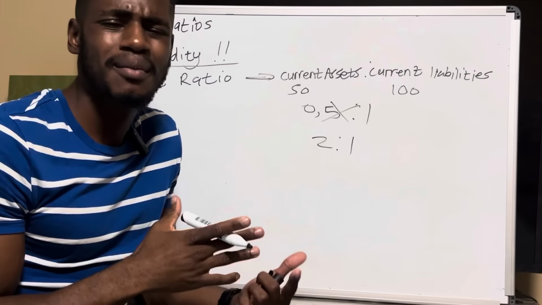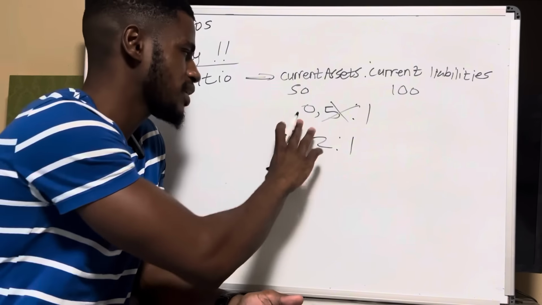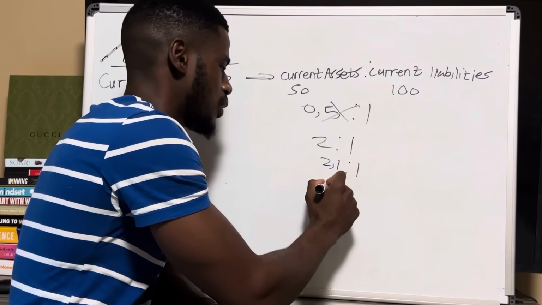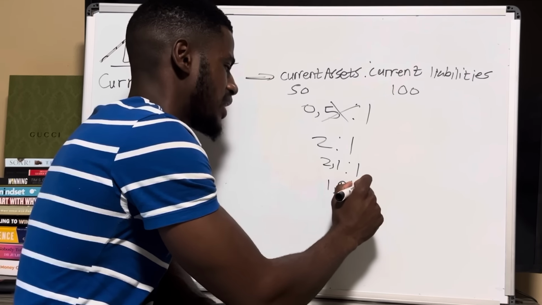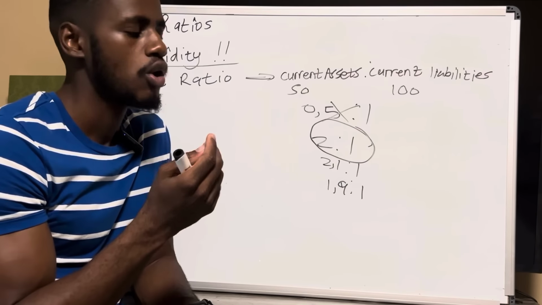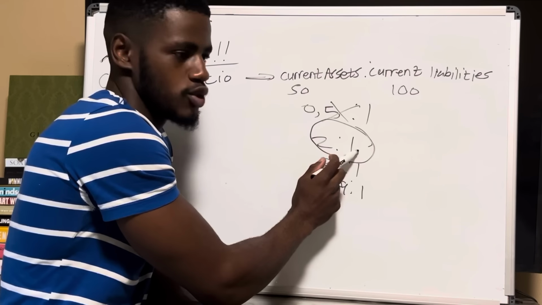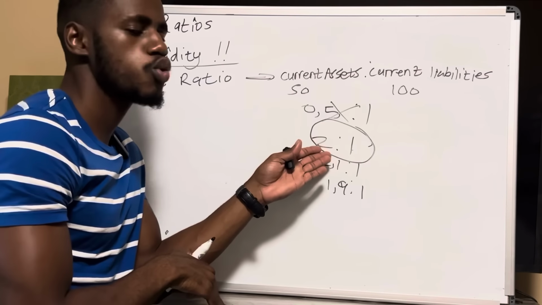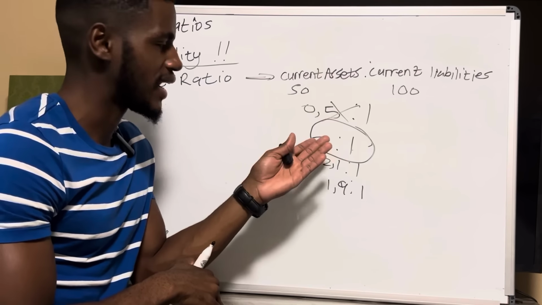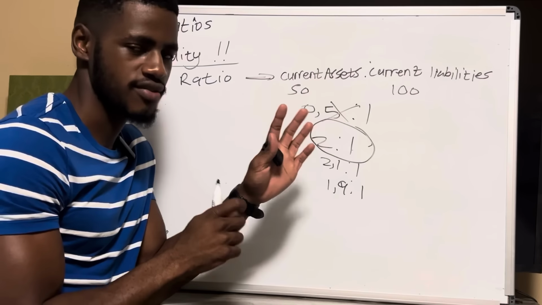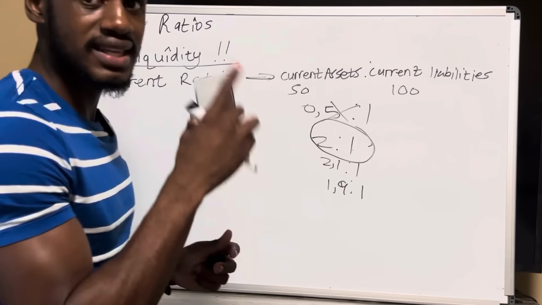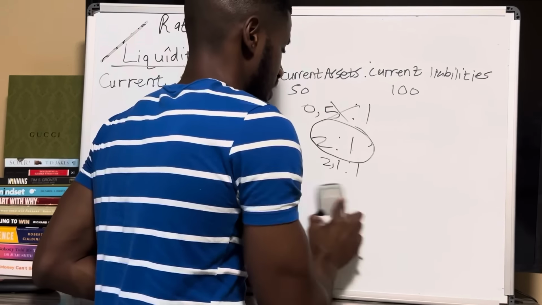Now, ideally, when we calculate this ratio, we want this ratio to be around 2:1 or something close to this. It can be 2:1, can be 1.9:1, but something close to 2:1. For every 1 current liability, we need to at least have 2 current assets. So even if it's 1.9:1, that is fine. 1.8 is fine.